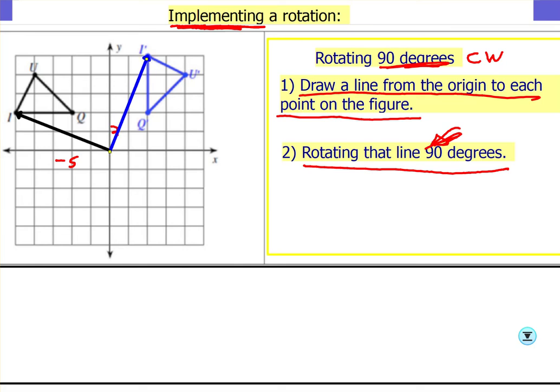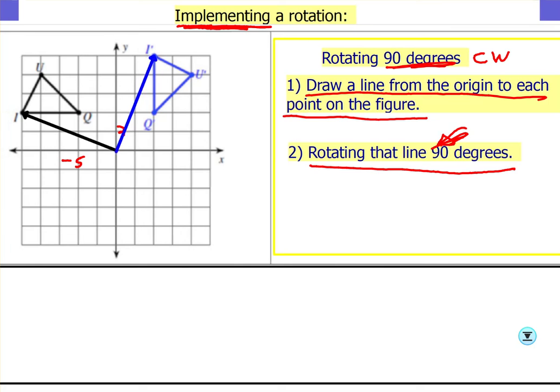So I have kept this line the exact same magnitude or same length. So both the black line and the blue line have the same exact length, and they're exactly at a right or 90-degree angle.